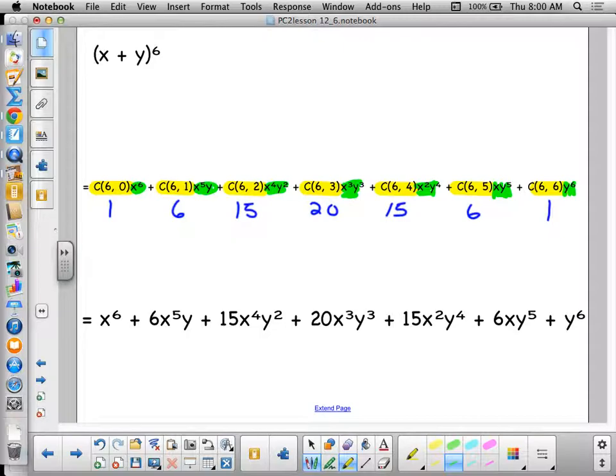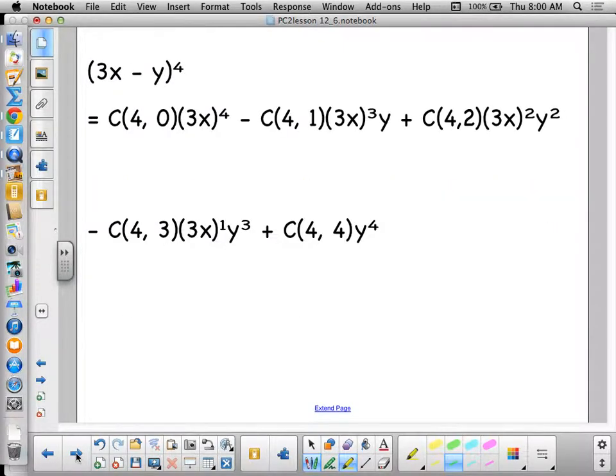It's easy when there are no coefficients on the terms I'm expanding. When there are coefficients on the term as I'm expanding, it's a little trickier, but it's not bad. It just takes patience and practice. So let's say I need to expand 3x minus y to the 4th power. Well, 4th power is where we're going to be.